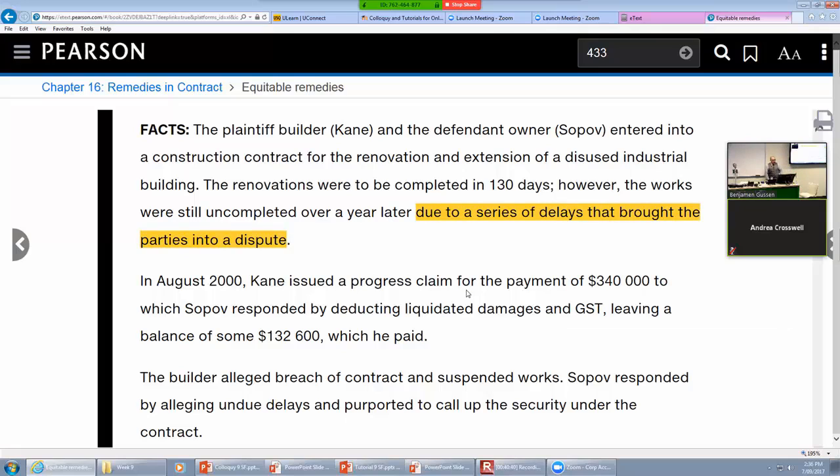In August 2000, Kane issued a progress claim for the payment of $340,000, to which Sopov responded by deducting liquidated damages and GST. So, in August 2000, Kane, who's the builder, issued a progress claim. You see, this is a divisible contract.